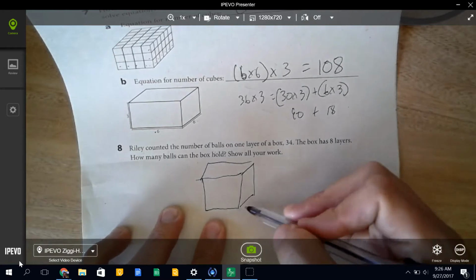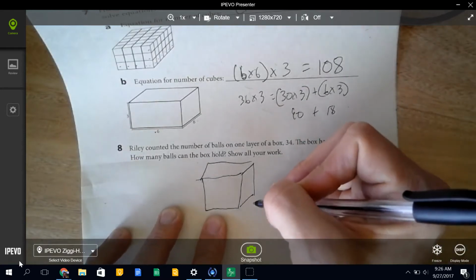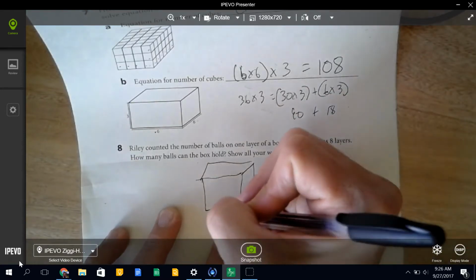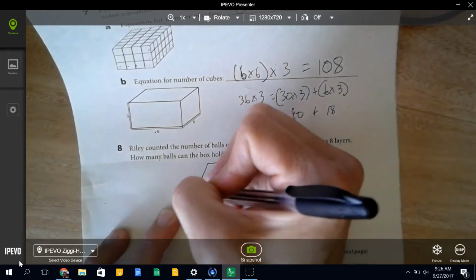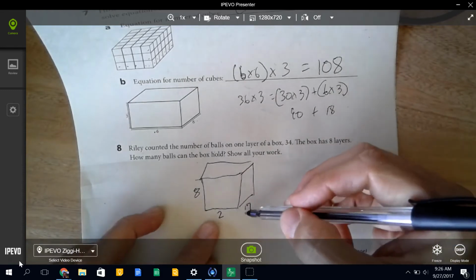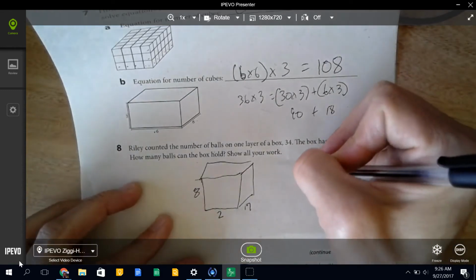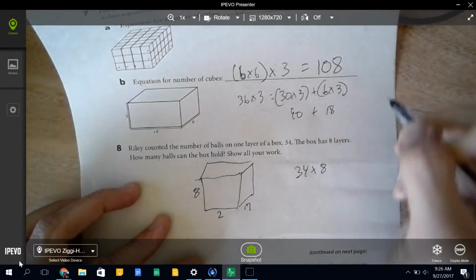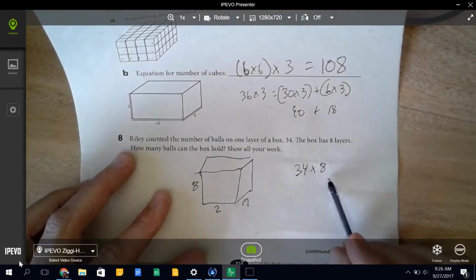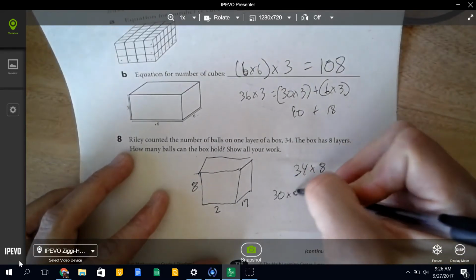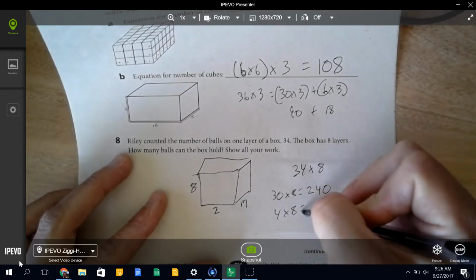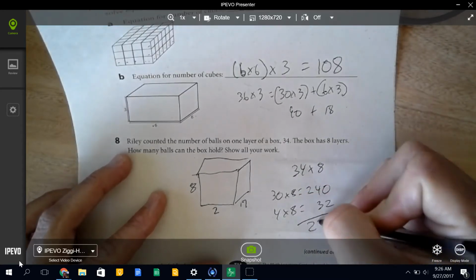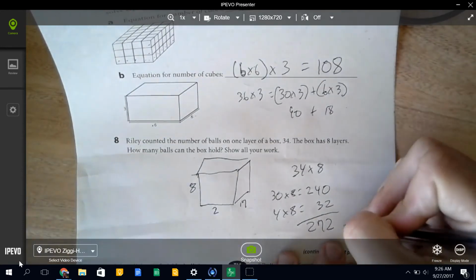It can hold 34. So what would that be? Well, what are two factors of 34? 17 and 2, I guess. 2 and 17. And then how many layers can it hold? 8. All right, so I'm going to look at 8 and 2 and 17. So I do know that this is 34 times 8 because they already did the work for me. So how do I make that easier on myself? 30 times 8 equals 240. 4 times 8 equals 32. So that gives me 272 what?